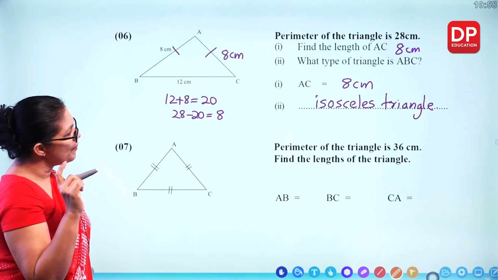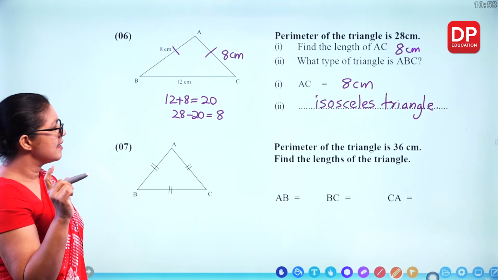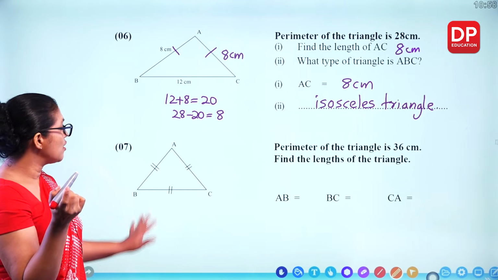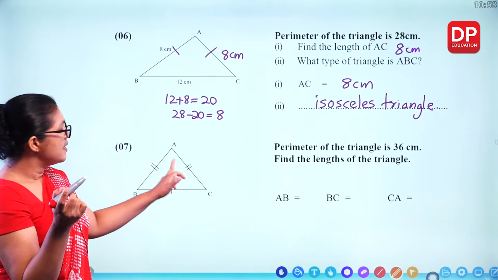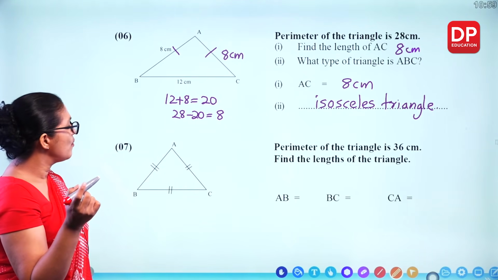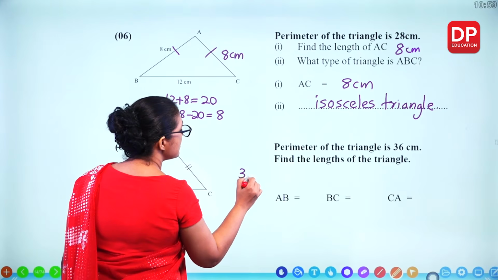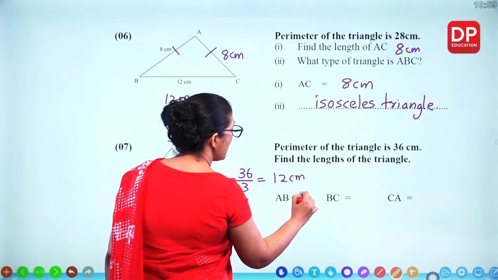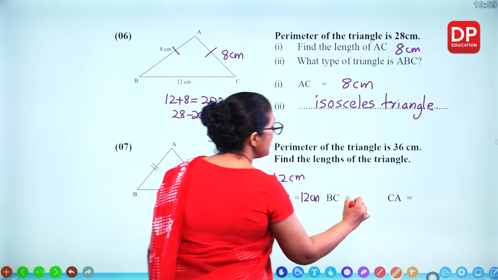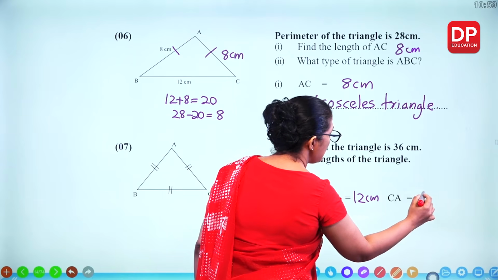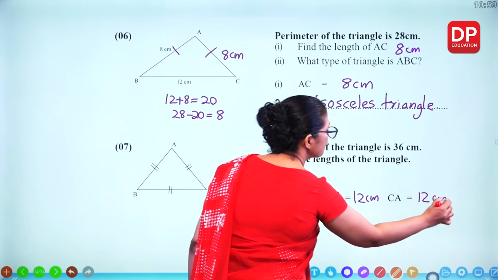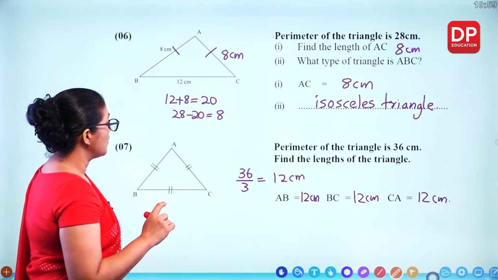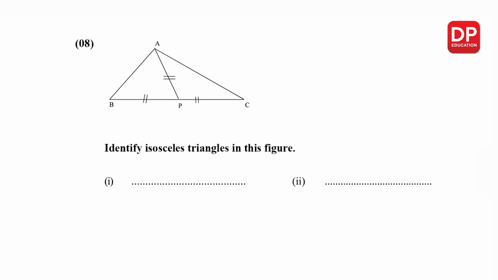Look at this one. Perimeter of the triangle is 36. Find the lengths of the triangle. So this is equilateral, all sides are equal. If we divide the perimeter by 3, you get one side. 36 divided by 3, you get 12 centimeters. So AB is 12, BC is 12 and CA is 12. Because this is an equilateral triangle.